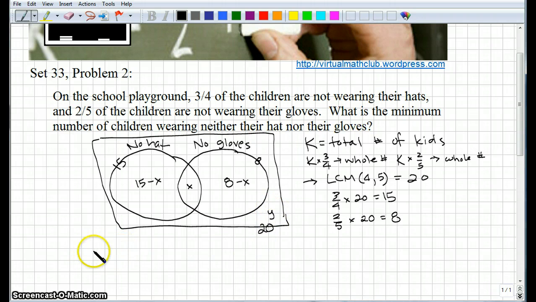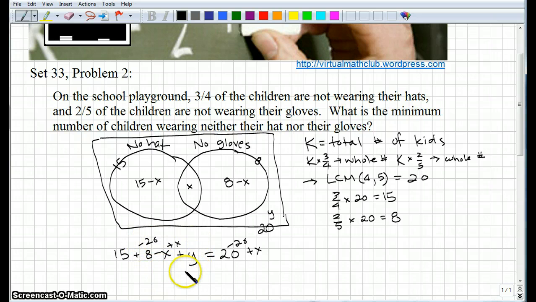So let's do that. So 15 minus X plus X, that's just 15, and then plus, let's see, 8 minus X, right? That'll be everything in the two circles. And then if we add Y to it, that should equal 20. All right? So we're trying to find the minimum number for X. I'm looking for X, so I'm going to move it over so it's positive. So I'm going to actually add X to both sides. And I'm going to subtract 20 from both sides.